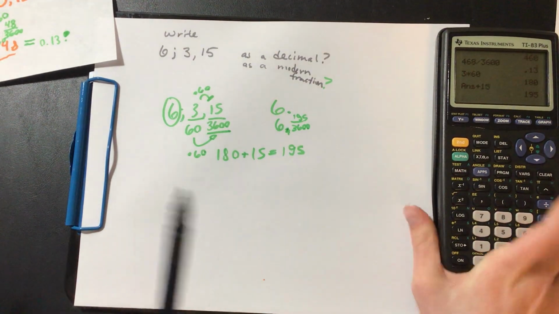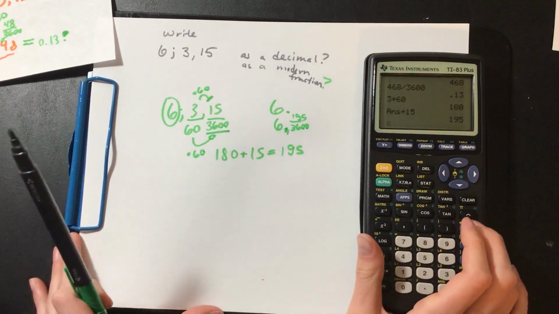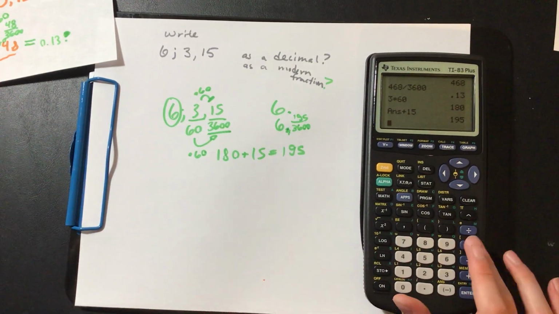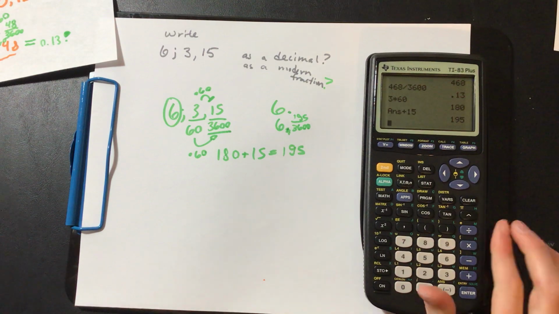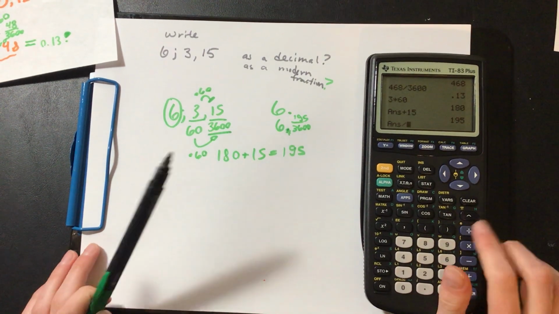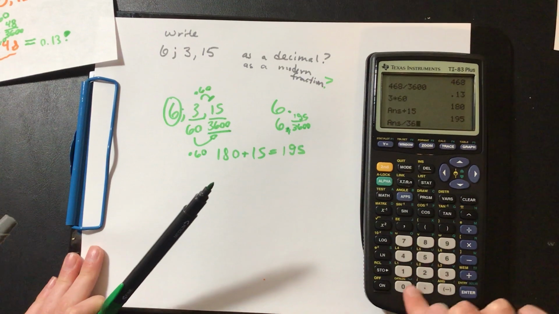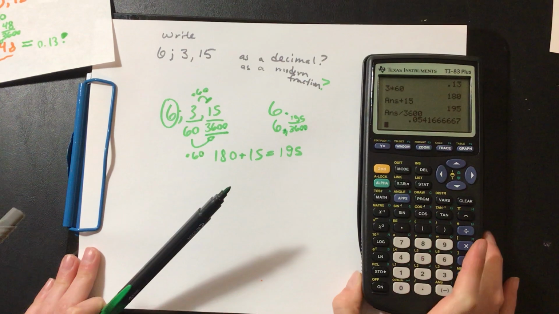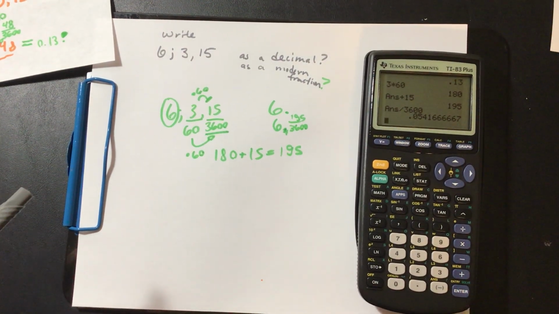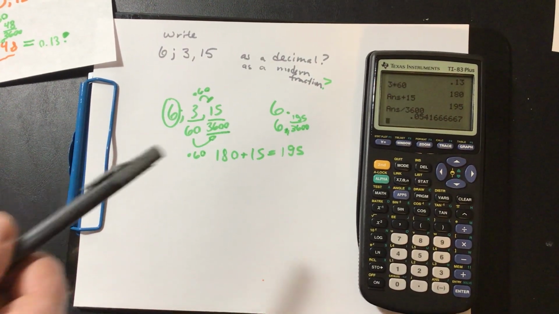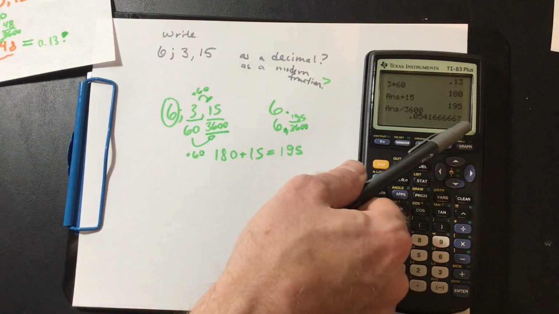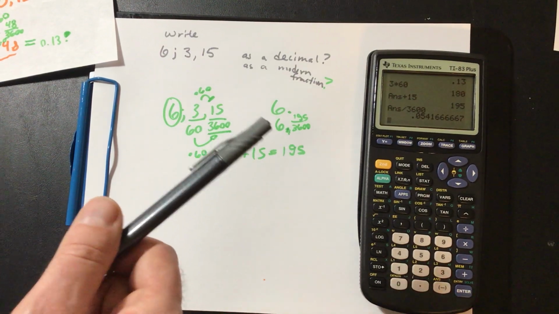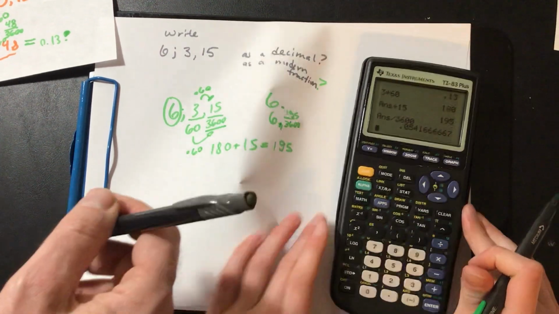Do you want it as a mixed number or an improper fraction? That's the mixed number right there, and I don't really want it as an improper fraction. So anyway, 195 divided by 3,600. That is not a pretty decimal. It's probably not even a terminating decimal. My guess is that the 6 actually repeats, and the calculator's just rounding that. So this would be some sort of repeating decimal right there.